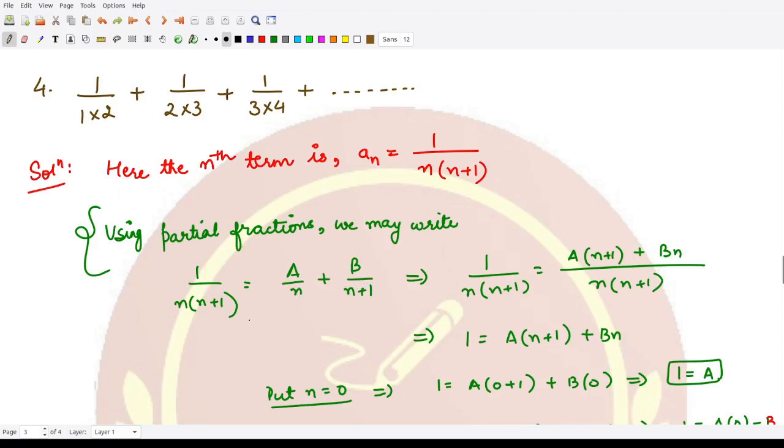Let's do it. First of all, let's simplify this term by taking the LCM. When you take the LCM here, you would have n into n plus 1 in the denominator, and then you have a into n plus 1 plus b into n in the numerator. You see, this and this would cancel with each other, so you would be left with 1 equals a into n plus 1 plus b into n.